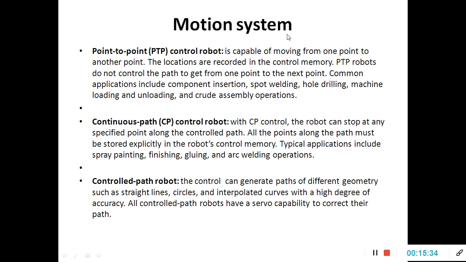So the different types of motion: one is point to point motion, where the robot can be moved from one point to another point. Continuous path means there is a continuous motion of a robot, and controlled path means already decided geometries like a circle, straight line, angles, curves, right? These types of motion can be accomplished.